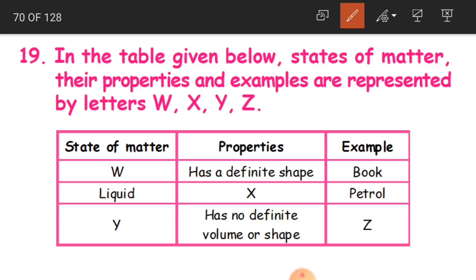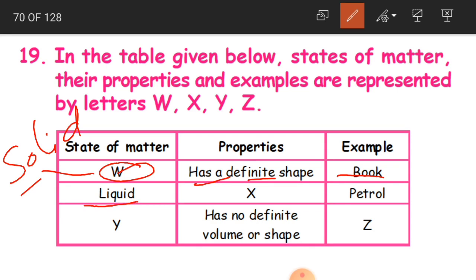State of matter. So what is this W state of matter, which has got a definite shape? It is solid. For example, here, a book. A book has got a definite shape and it is a solid state of matter.